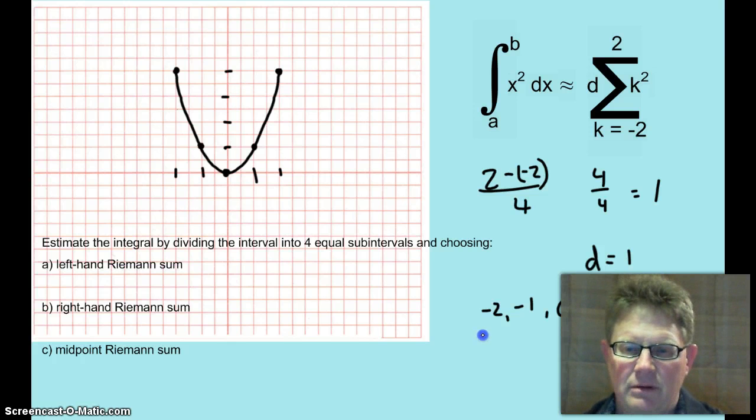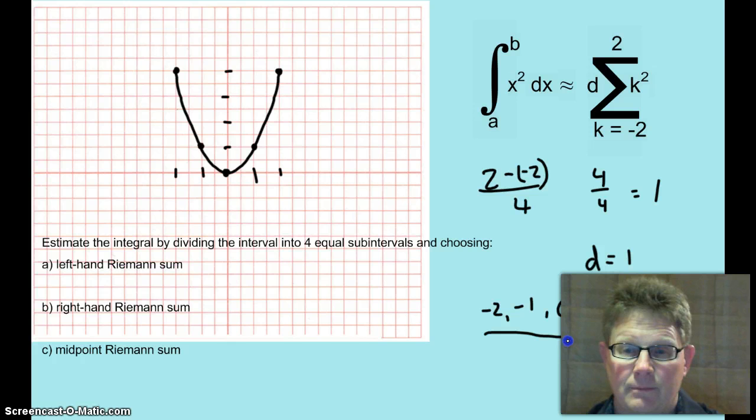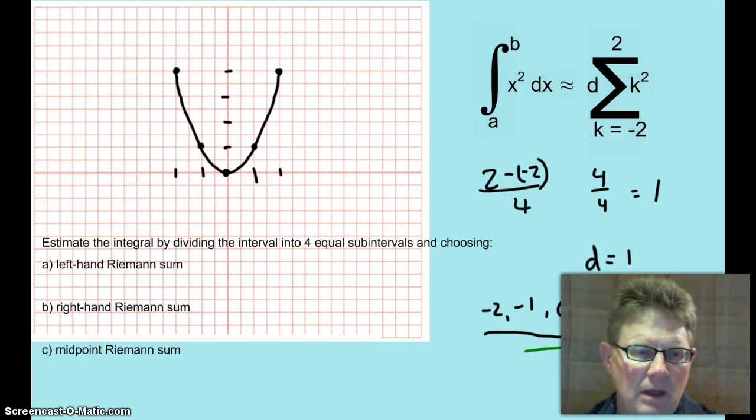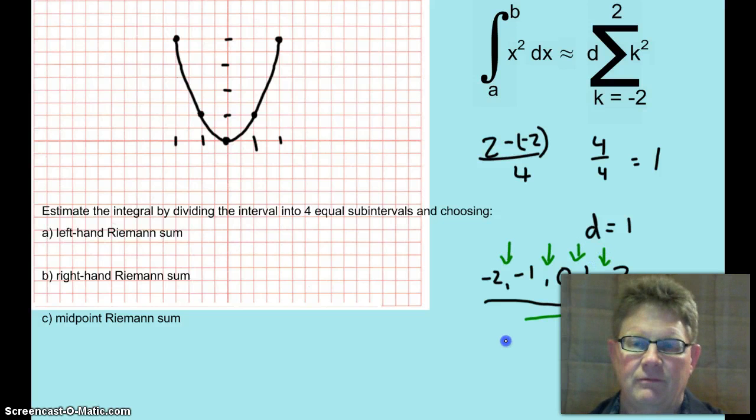The left-hand Riemann sum will use the first 4 values when evaluating the Riemann sum. The right-hand Riemann sum will use these 4 values, negative 1, 0, 1, and 2. And the midpoint Riemann sum is going to use the midpoints between each of these. So it's going to use negative 1.5, negative 1/2, 1/2, and 1.5.